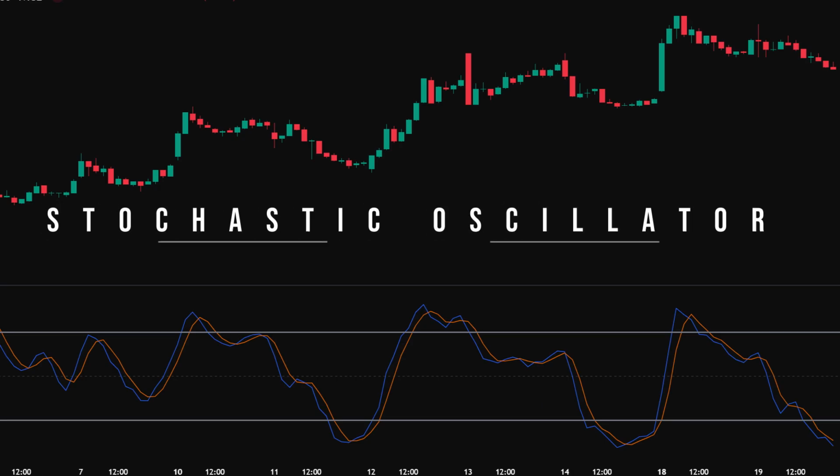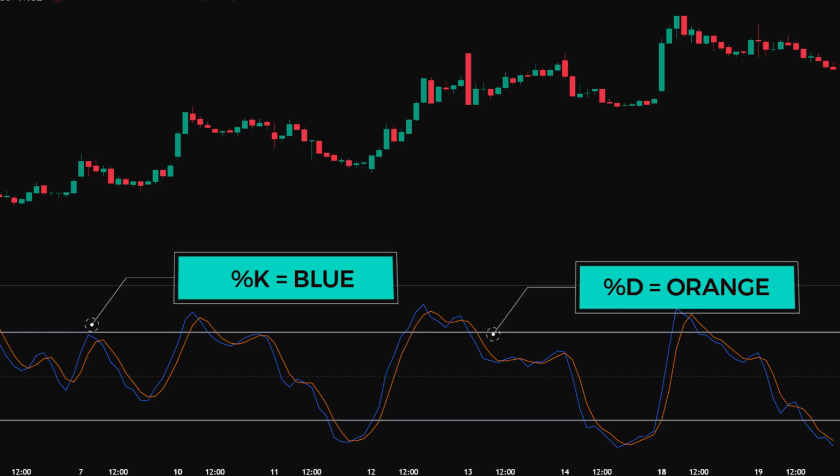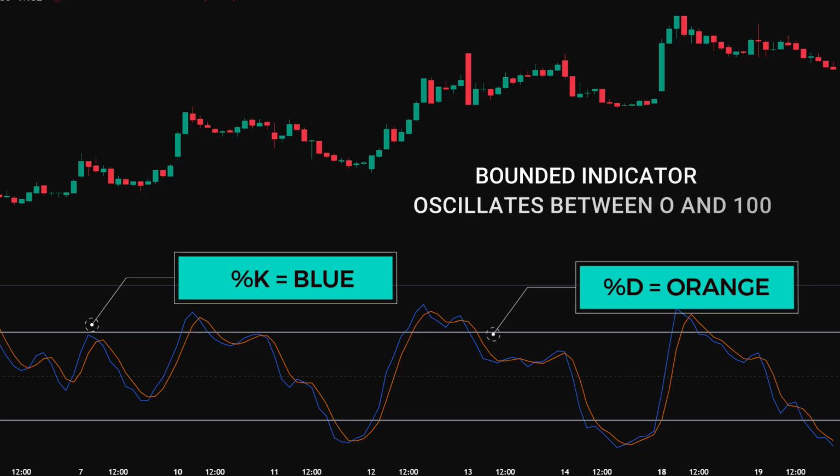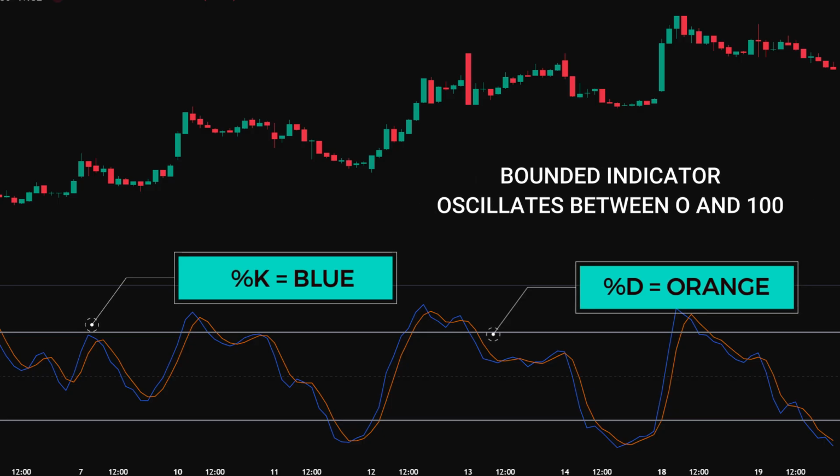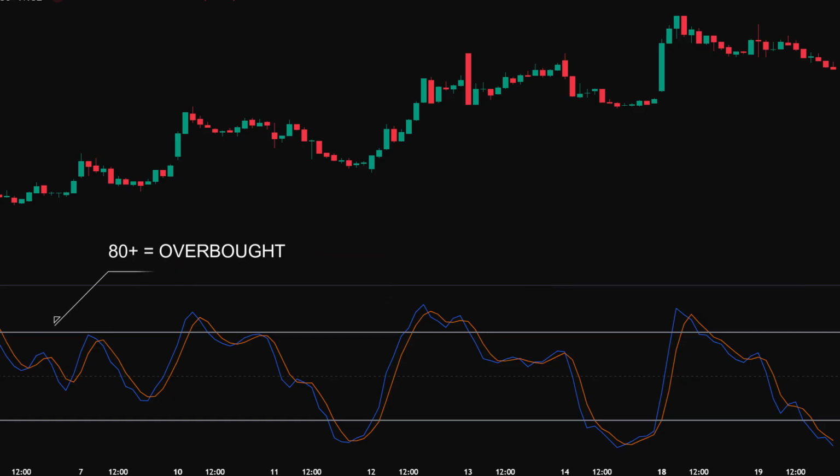The Stochastic Oscillator, it's a momentum indicator. It displays two lines, the %K and the %D. And these lines oscillate between 0 and 100, with readings above 80 indicating overbought, and below 20 showing oversold.